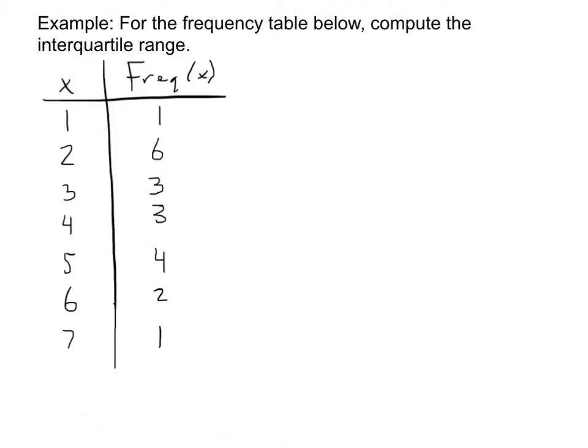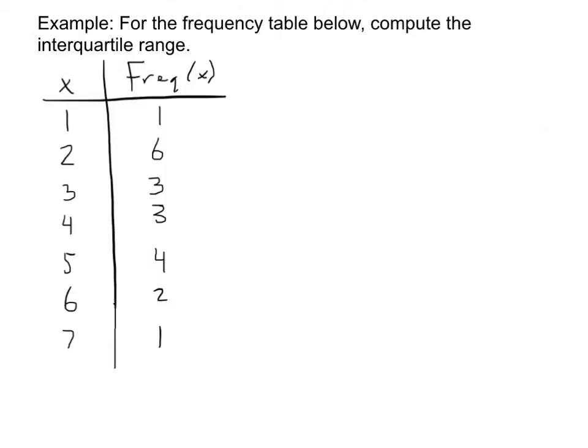So in this case, I'm giving you a frequency table. I'm not giving you a listing of all the numbers. And if you wanted to, I suppose you could list this out. You could make the listing 1, 2, 2, 2, 2, 2, 2, 3, 3, 3, 4, 4, 4. You could write them all out in a long list. But I hope you guys will get the hang of this and not need to do that.